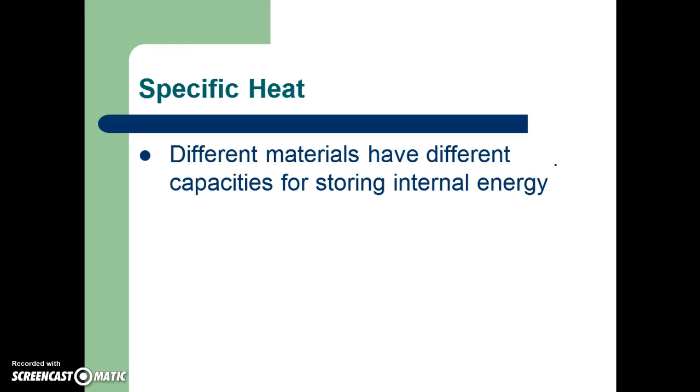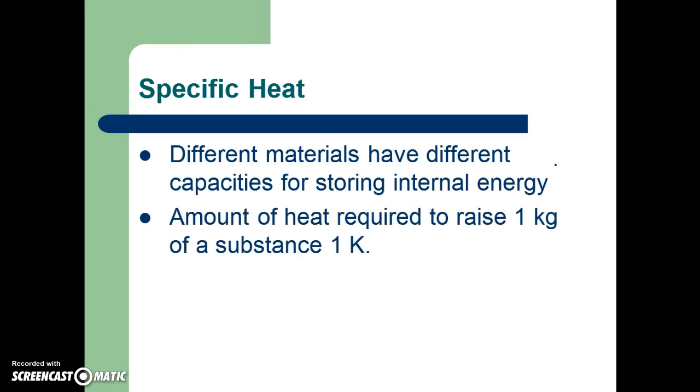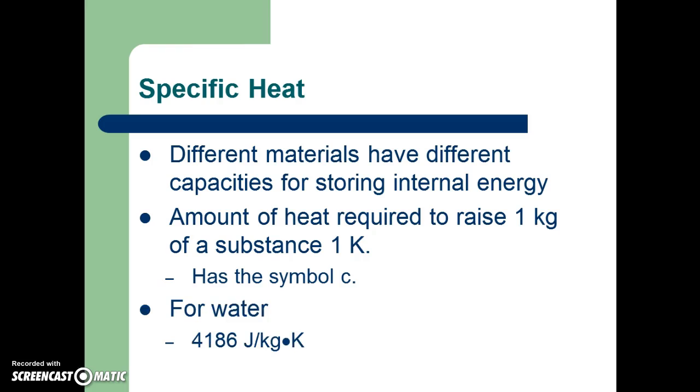All right, so specific heat. Different materials have different capacities for storing internal energy. So that means that different materials can store or soak in different amounts of energy. Specific heat is the amount of heat required to raise 1 kilogram of a substance by 1 Kelvin, and it has the symbol c. Notice it's a little c, not a big C. Water has a specific heat of 4,186 joules per kilogram times Kelvin. That is the unit that you'll see for specific heat.